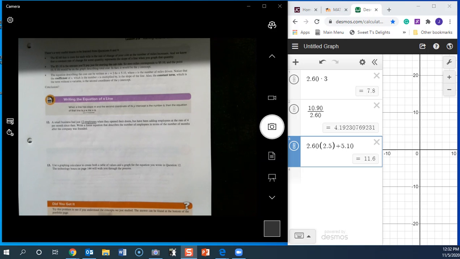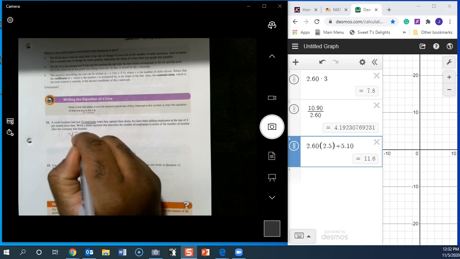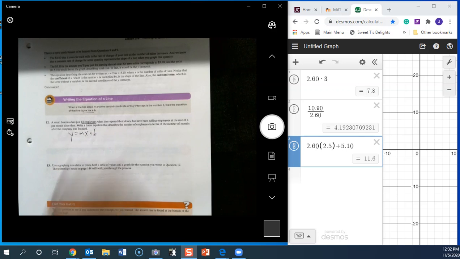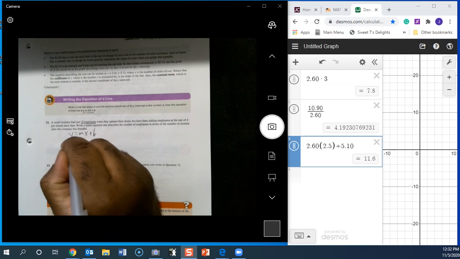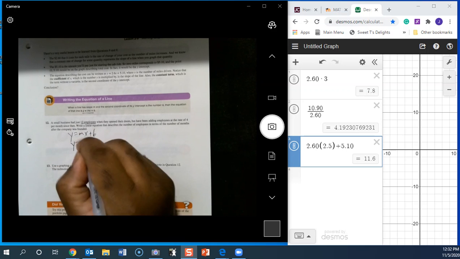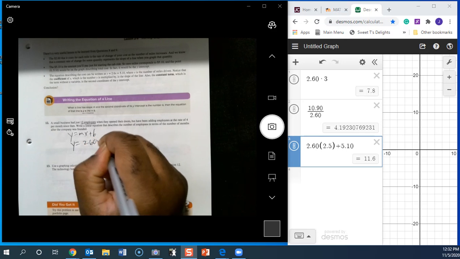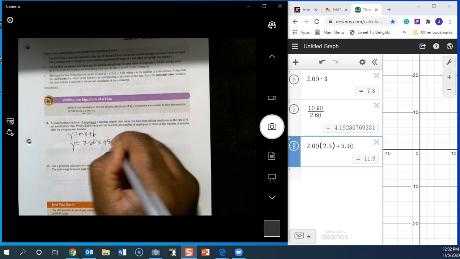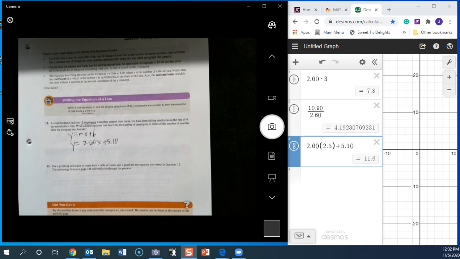Okay, so when we had our y equals mx plus b, we didn't write it out quite like this, but this is what it was. Our original equation from the cab was 2.60x plus 5.10. So this is what we're going to do. We're not going to reinvent the wheel. We're going to do some substitution here just to show that we know what goes where.